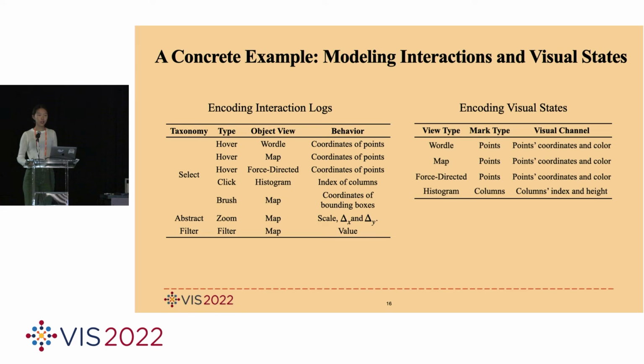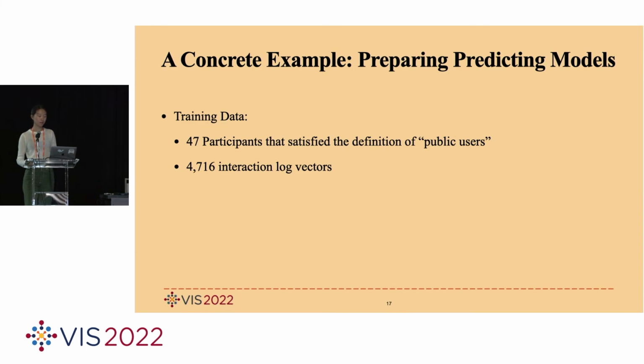Seven different interaction log types are encoded based on the different views in the system as listed here, and we also obtain the corresponding visual states and transform them into low-dimensional data. The training data was collected from 47 participants. More than 4,000 interaction log vectors are collected.